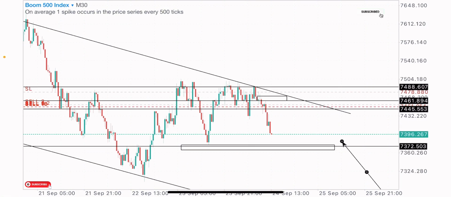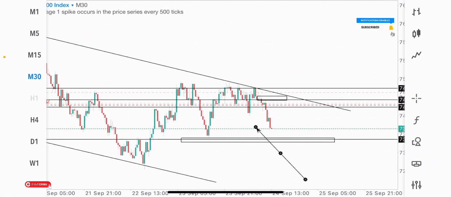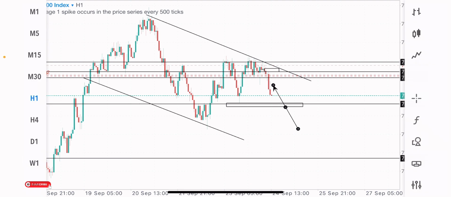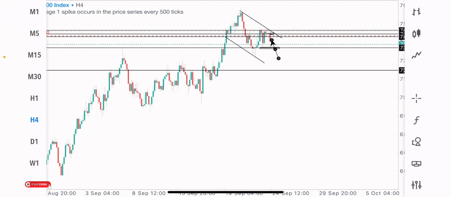So here in today's video, we'll be having a trade review on this index, a market breakdown, and a market analysis basically. I'll be sharing with you guys what I saw in the market that made me sell this index at this point, my entry reasons, and my analysis in general.